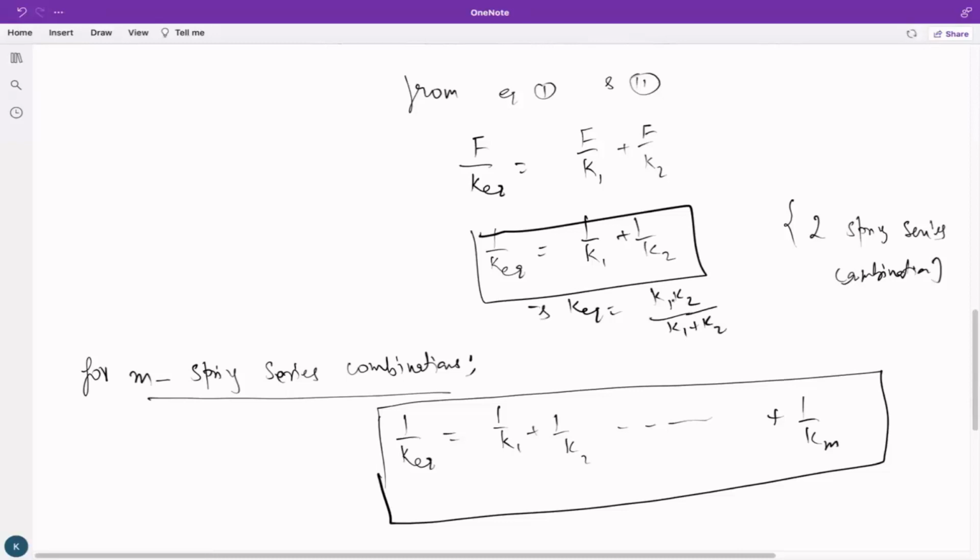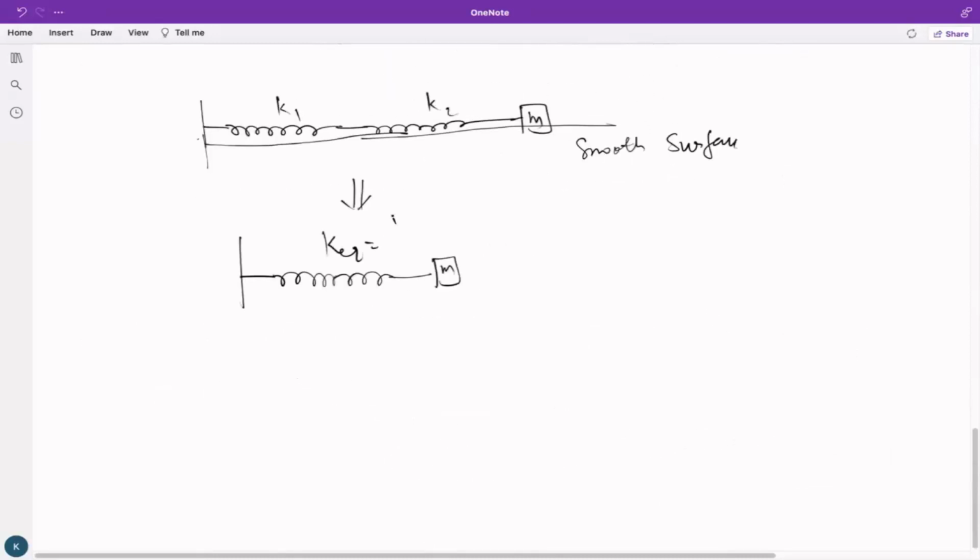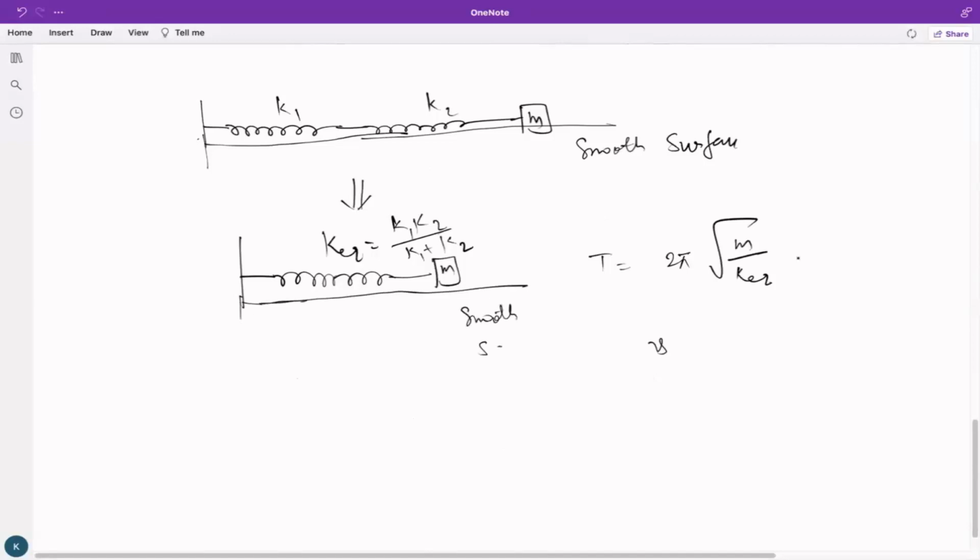So it will be as easy as you think. So it will be like K1 K2 by K1 plus K2. And if I now talk about the time period, we all know that it is 2 pi root under M by K. So here K is actually K equivalent. So here the time period is, let me draw it here, smooth surface. So here the time period.